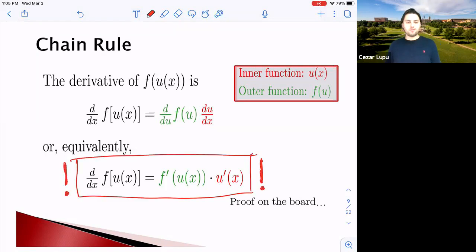Again and again, you will see the formula. Like I said, this will be very important. I would like to stress this again. This will be very important when we will talk about implicit differentiation. So the chain rule is critical for that.